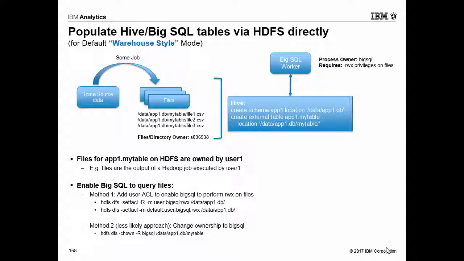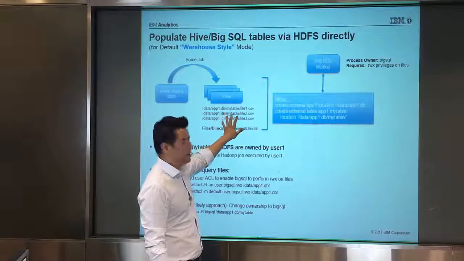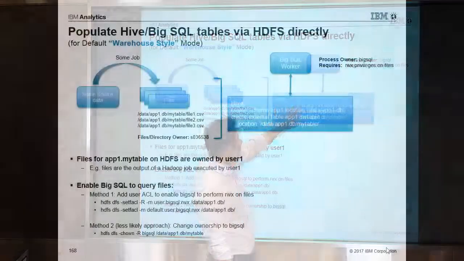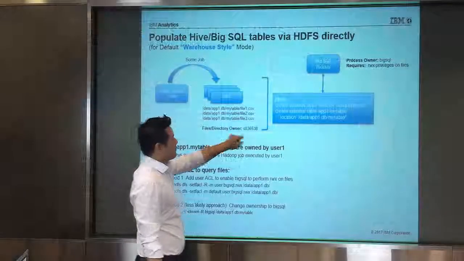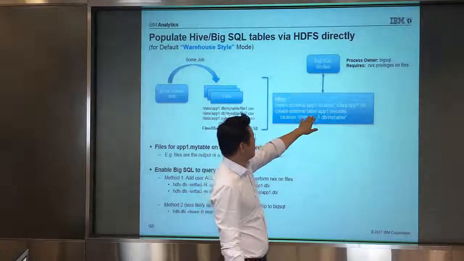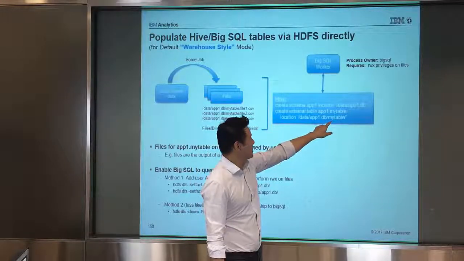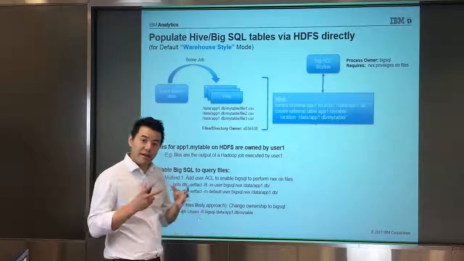Now, I want to create a Hive table over this data set without moving it, right? I just want to create an external table. So what I can do is I can say, create schema app1 location, and give it a path. And this path will be the path where I've loaded my data, the root path. From there, I can say, create external table my table, over that location. And you notice I've got an extra layer in the directory here. It's app1.db/mytable.